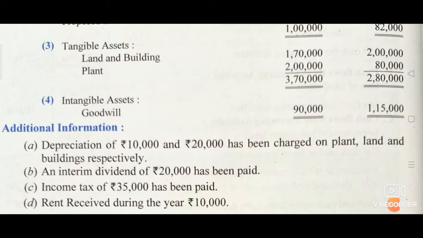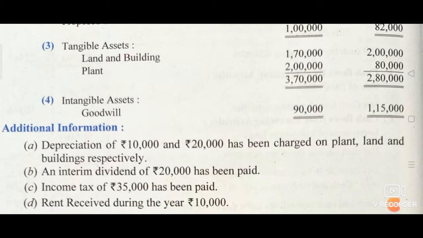Third, income tax of rupees 35,000 has been paid. As I have discussed earlier, we have to enter this amount in provision for tax account. And in cash flows from operating activities, we have to deduct this income tax from cash generated from operating activities.